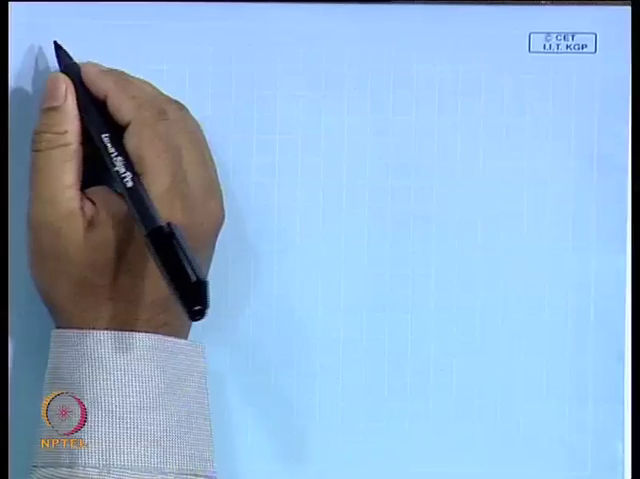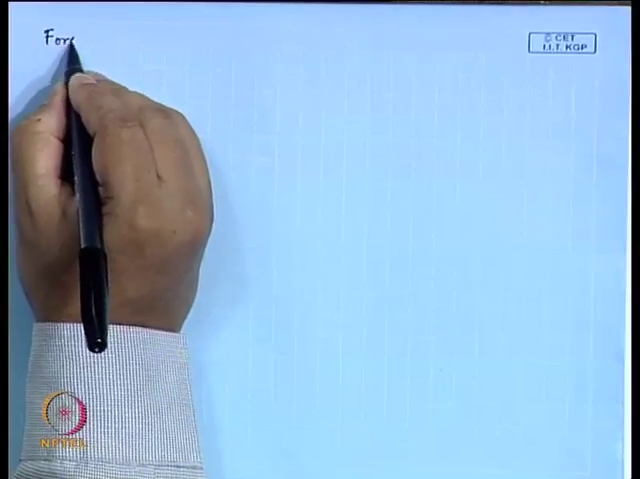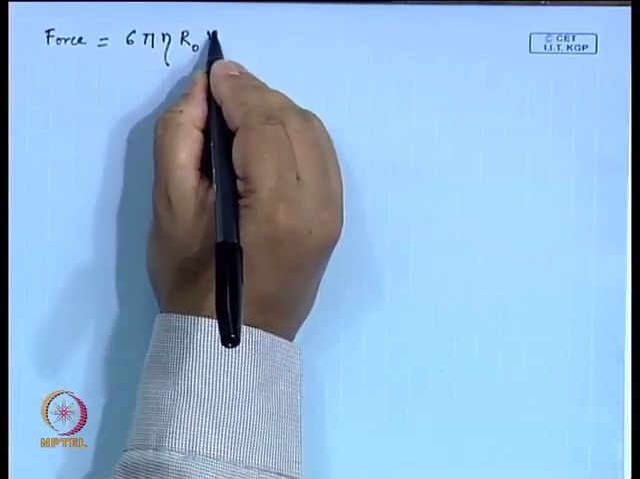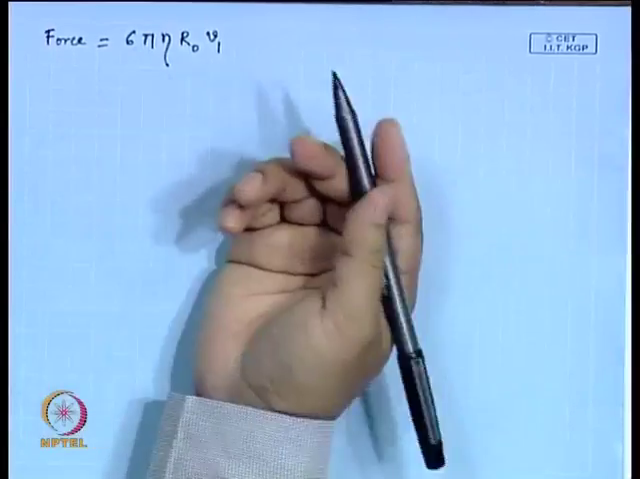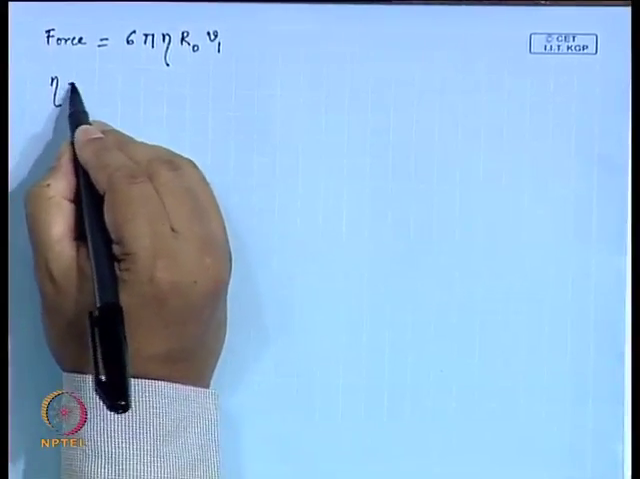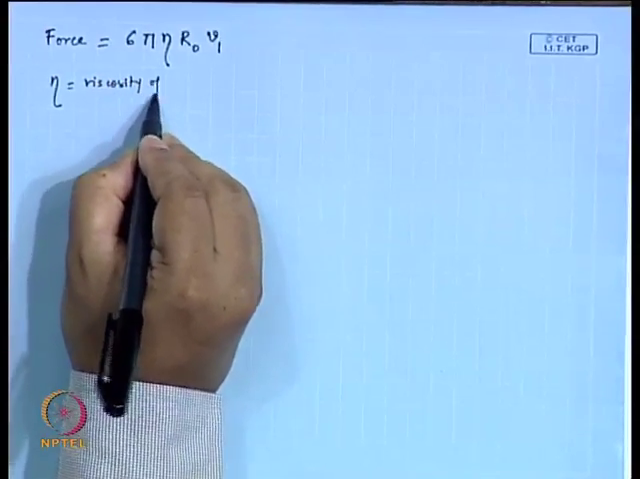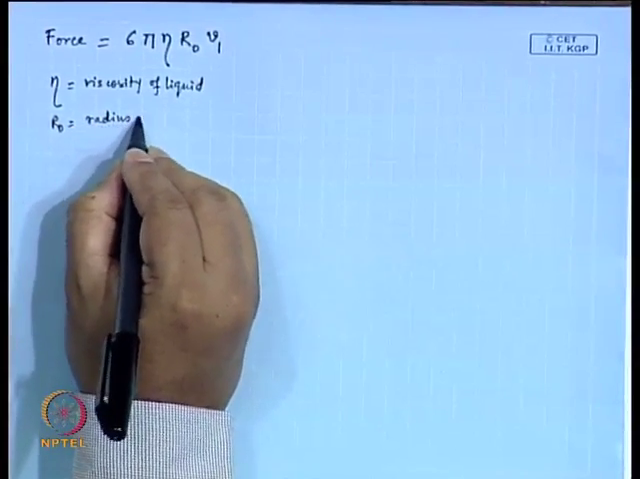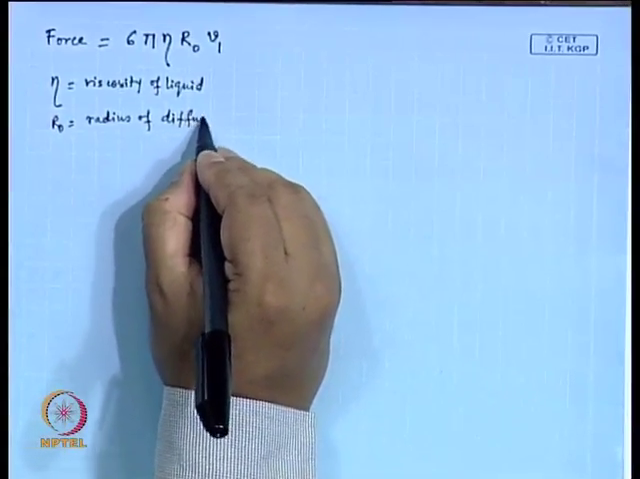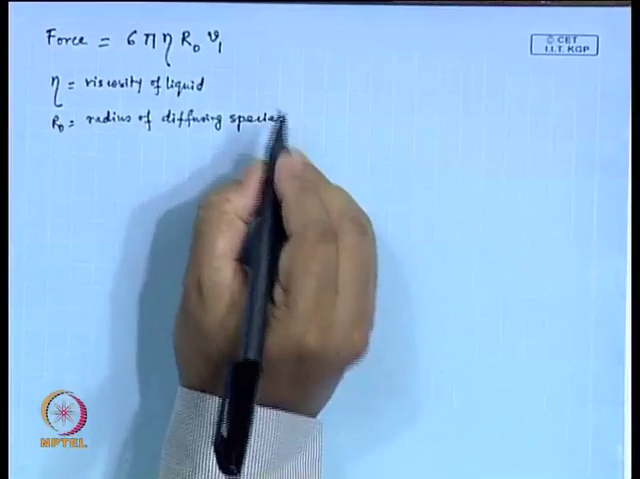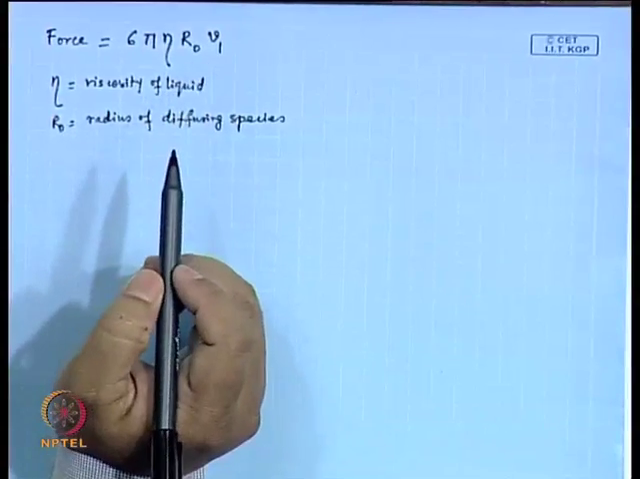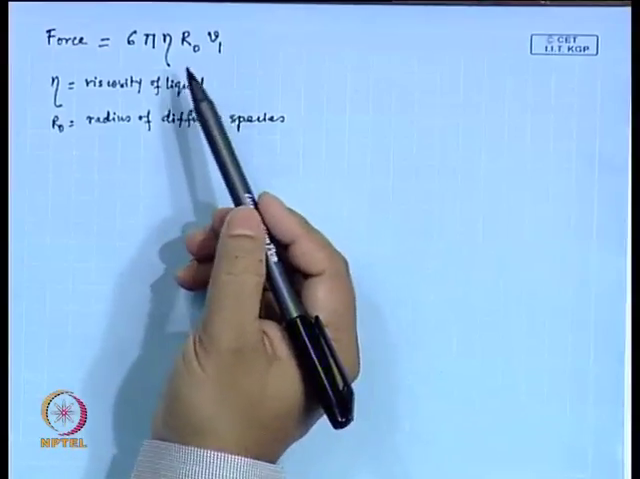If I write this Stokes' law here, it states that force is equal to 6 pi eta r0 V1. Okay, what are these now? Pi is 3.14, eta is the viscosity of the liquid, r0 is the radius of the diffusing species, and V1 is the velocity. Okay.